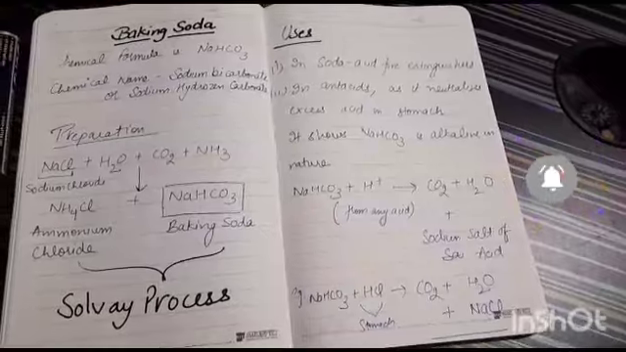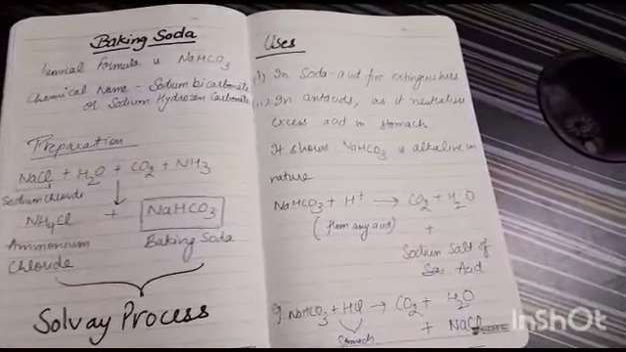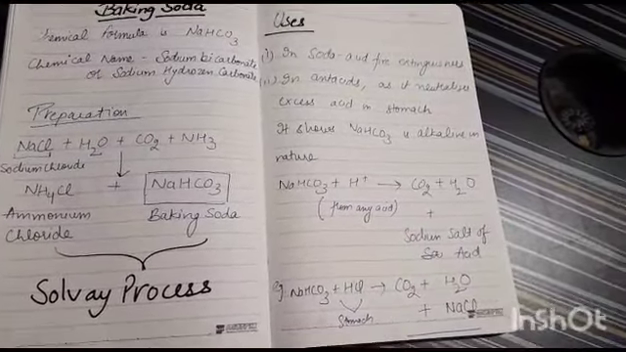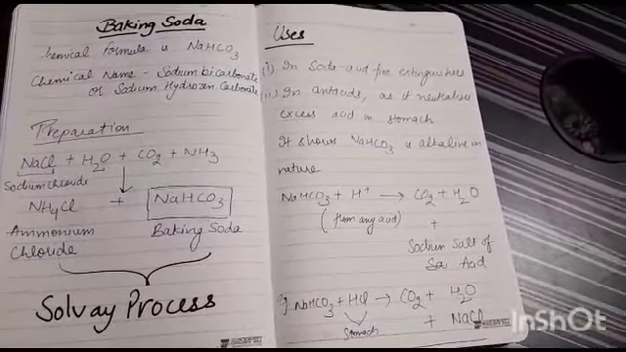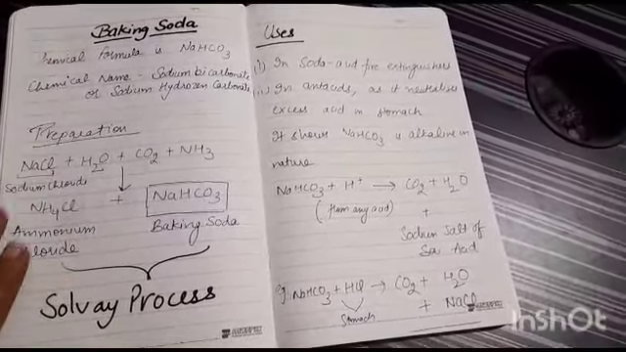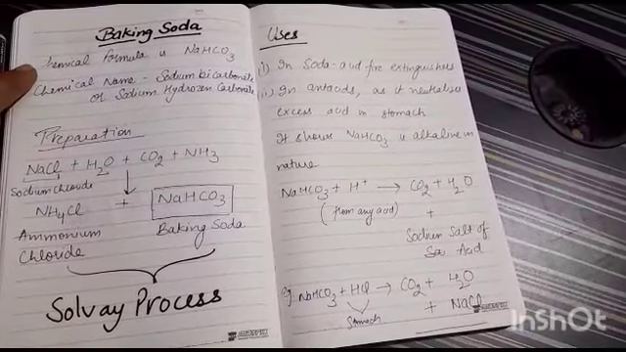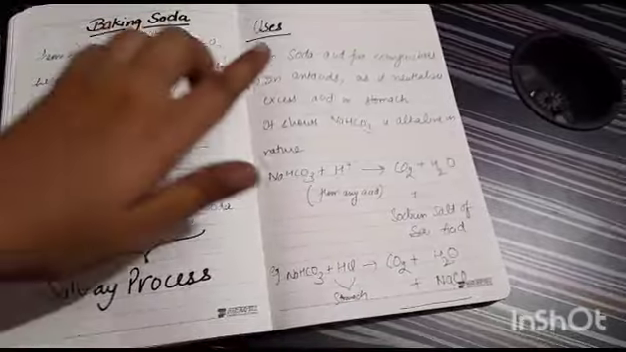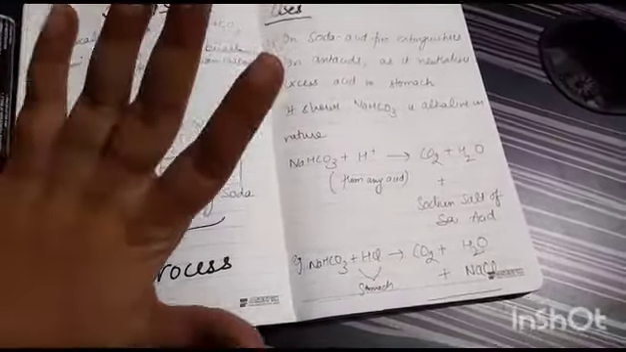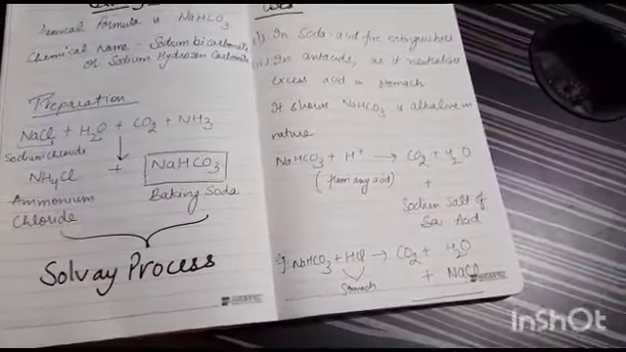So these are the notes on the topic baking soda. It is asked in exams for 5 marks. If you do this in a proper way, like firstly we give the chemical formula, then the chemical name, then the preparation, then the uses, you will get 5 marks. Total 5 marks you will get if you write in this way.